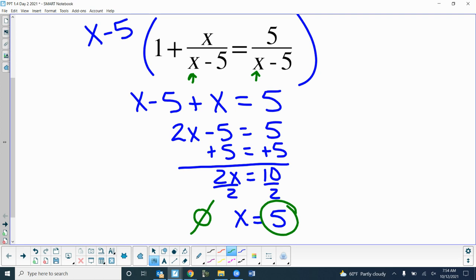So we always have to check whatever we get and make sure we don't get 0 in a denominator. All right? If we get a 0 in a denominator like we did here, then that's the only answer we got, and it doesn't work, so no solution. All right? So sometimes that will happen to us.